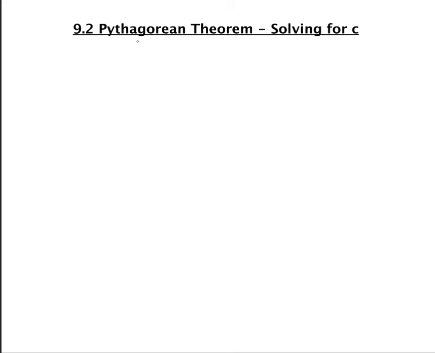So the Pythagorean theorem works with right triangles only. If we're looking at a different triangle that's not a right triangle, we want to make sure that it's a right triangle. So it only works with right triangles. And the Pythagorean theorem is one of the most popular formulas to be used. It states that a squared plus b squared equals c squared.